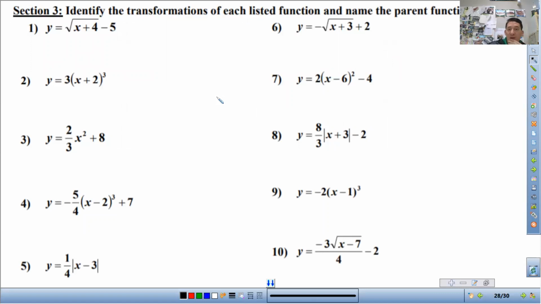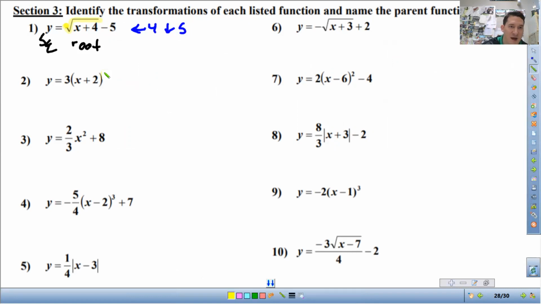These should be pretty quick. These are just all the different functions that we've been working with. Identify the parent function. All right, so what you want to look for, we'll do one of each. Like this first one, this has the square root symbol in it. So this is the square root function. And so that gets shifted left 4, down 5.